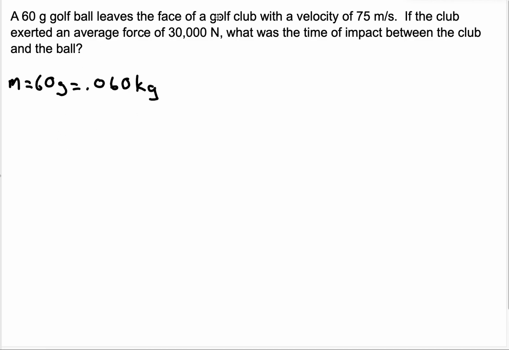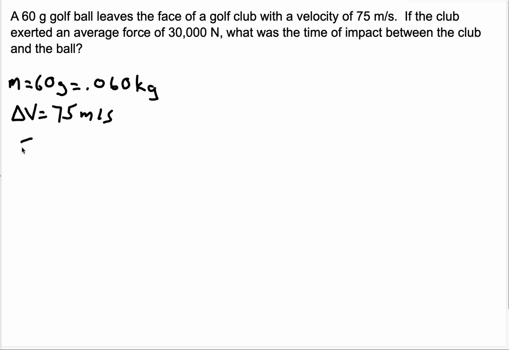Now the ball leaves the face of a golf club with a velocity of 75. Can someone tell me how fast golf balls are going before you hit them? This is not a trick question. Someone type it in the box. They are going 0 meters per second, right? So they start out at 0 and then it ends at 75. That means the change in velocity is going to be 75 meters per second. So I know the mass of the golf ball and I know the change in velocity.